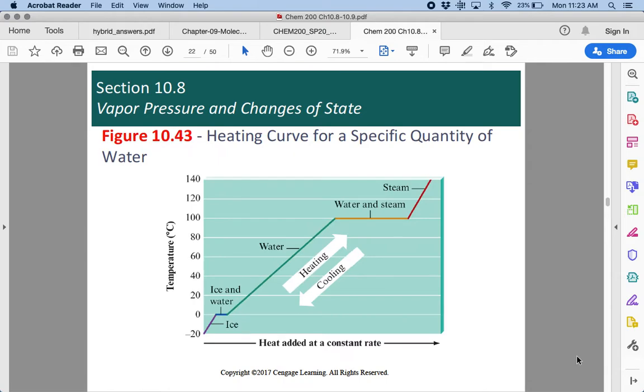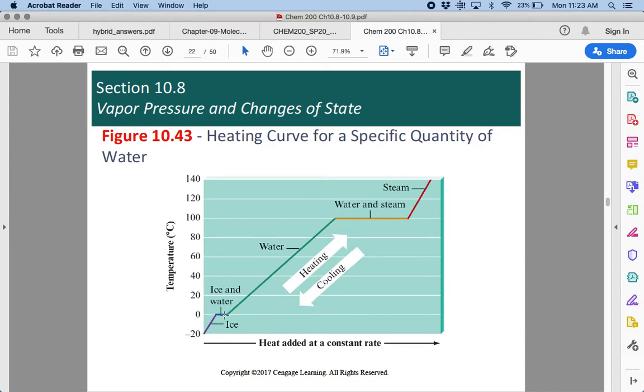So fusion, vaporization was when we went from the liquid to the gas. Fusion is going to be the reverse. We're going to go towards the liquid and solid. So here again is kind of like a description of a heating curve. This is with H2O going through all its different states of matter.